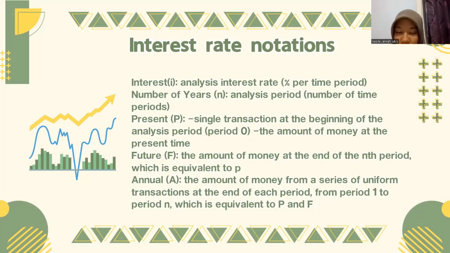Next is future with the notation symbol F. The meaning is the amount of money at the end of the nth period, which is equivalent to P. And the last one is annual with the notation symbol A. The meaning is the amount of money from a series of uniform transactions at the end of each period, from period 1 to period n, which is equivalent to P and F.